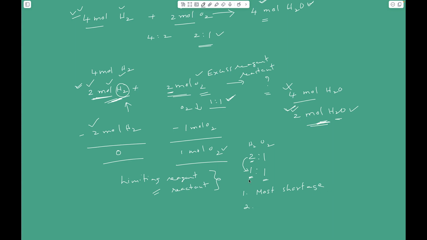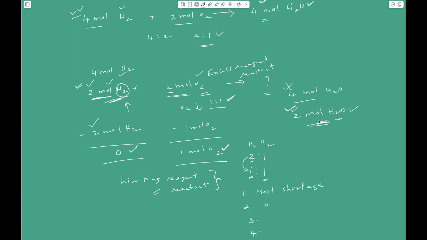Secondly, at the end of the reaction, assuming that the reaction goes to completion, there will be no leftover limiting reagent. All the limiting reagent would have reacted, leaving nothing behind. Then, at the end of the reaction, assuming that it goes to completion, the excess reactant will have some leftover. See, in this case, there is no leftover hydrogen, but there is 1 mole of oxygen that is left behind at the end of the reaction.